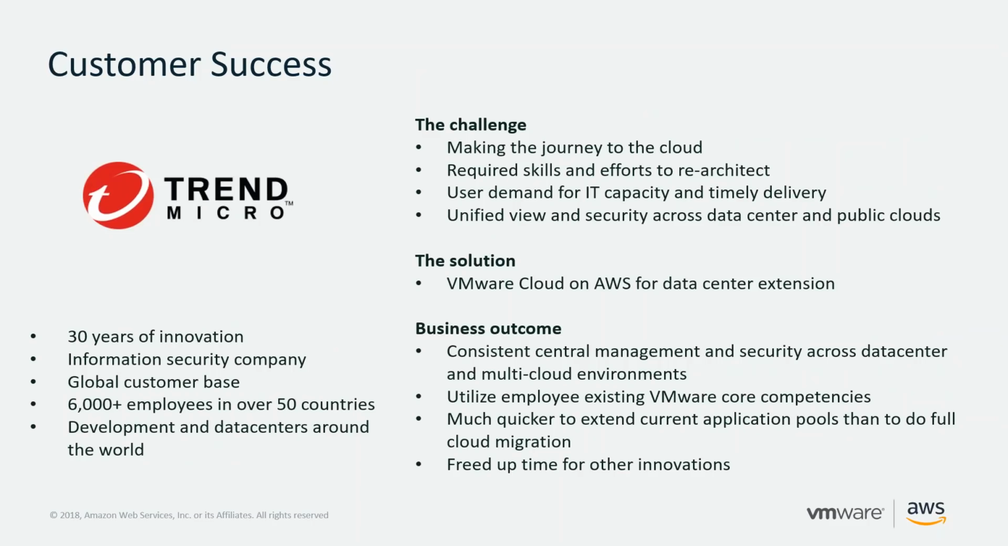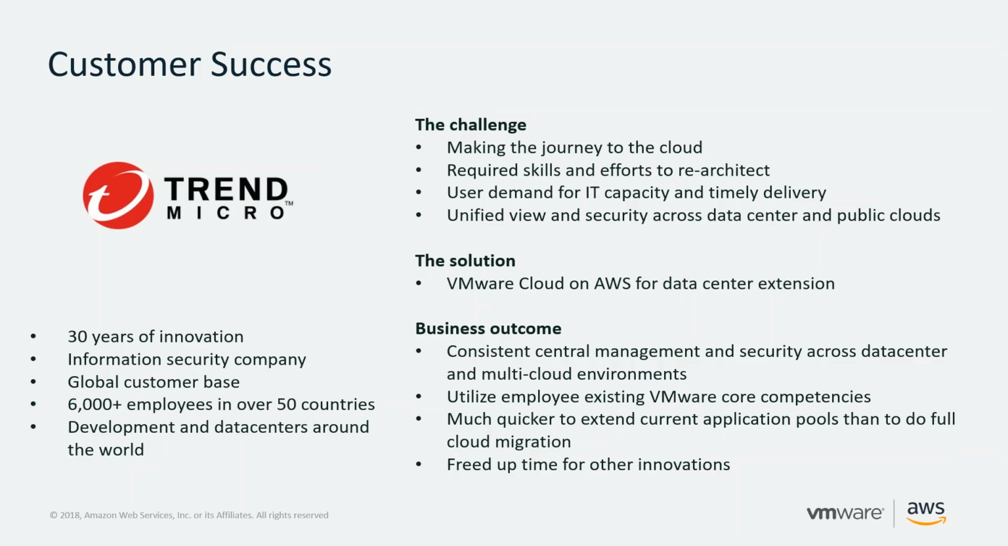And then with Trend Micro, they have 30 years of innovation, an information security company. Its global customer base, it does have roughly 6,000 plus employees in over 50 countries, development and data centers around the world as well. Some of the challenges they were seeing come down to making the journey to the cloud, required skills and efforts to re-architect, user demand for IT capacity and timely delivery, unified view and security across data center and public clouds. So the solution for them in this case was VMware Cloud on AWS for data center extension. The business outcome was a consistent central management and security across data center and multi-cloud environments.